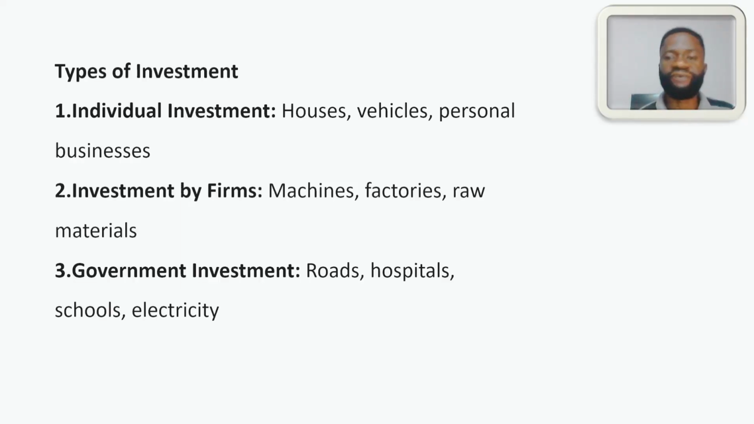Now let's look at the last type of investment: government investment. Government investment refers to spending on social and economic infrastructure to improve national productivity and welfare. Examples are roads, hospitals, schools, electricity, and so on. So these investments do not always aim at direct profit, but to promote long-term economic development. Now, what is the importance of government investment? To improve the standard of living of people, to attract private investment, and also to enhance economic development.